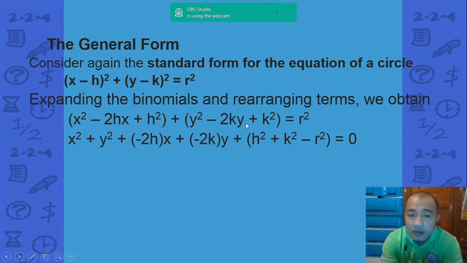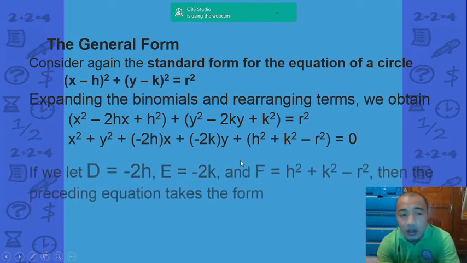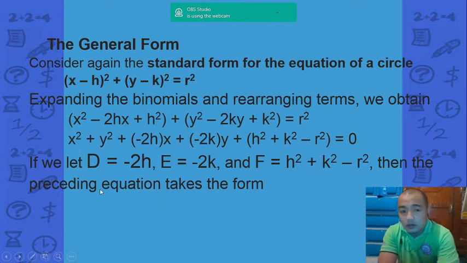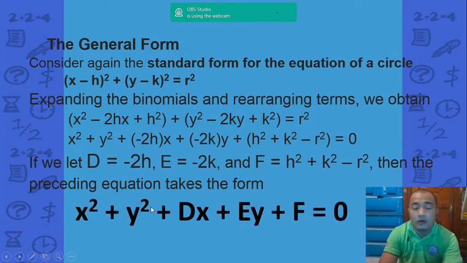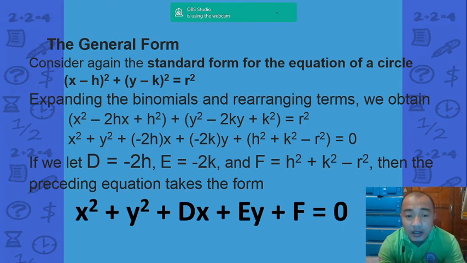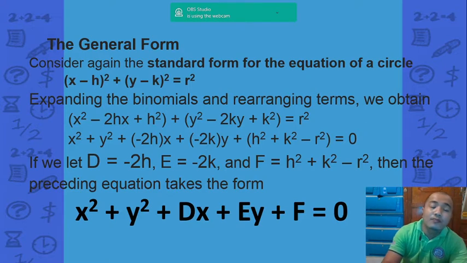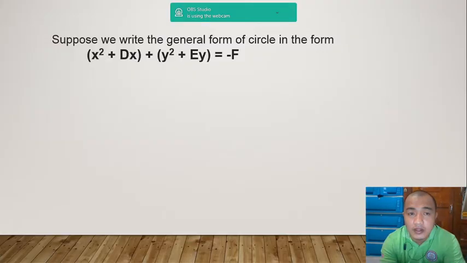And then followed by the three constants, h squared plus k squared minus r squared, transpose r squared, right? Now, if we let d as negative 2h, if we let e as negative 2k, and if we let f as h squared plus k squared minus r squared, then the preceding equation takes the form x squared plus y squared plus dx plus ey plus f is equal to 0. This is now what we call the general form of the equation of circle. Okay, x squared plus y squared plus dx plus ey plus f equals 0.